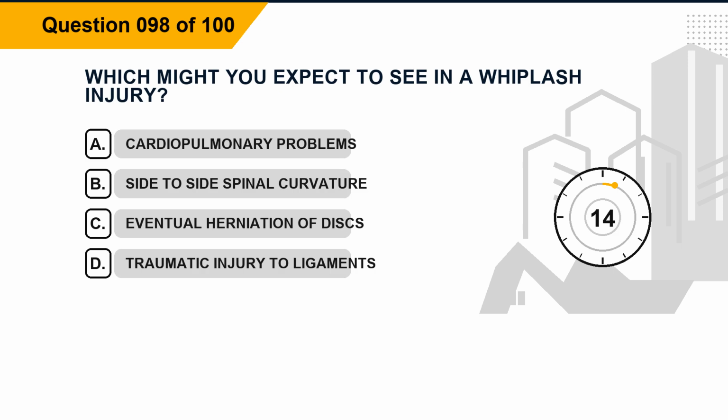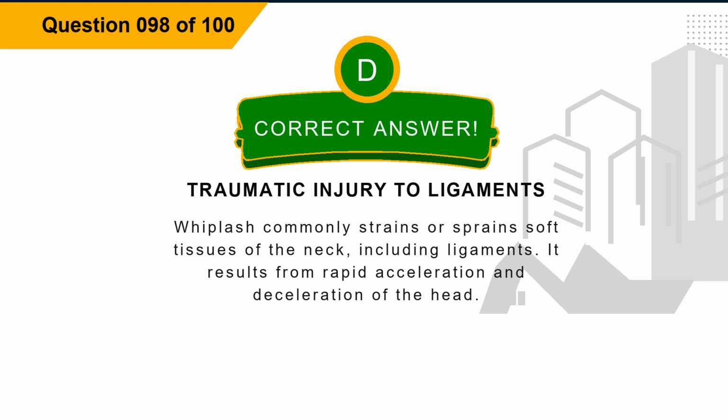Question 98. Which might you expect to see in a whiplash injury? Option A, cardiopulmonary problems. Option B, side-to-side spinal curvature. Option C, eventual herniation of discs. Option D, traumatic injury to ligaments. The correct answer is option D, traumatic injury to ligaments.